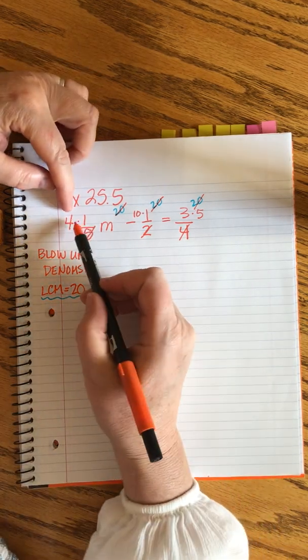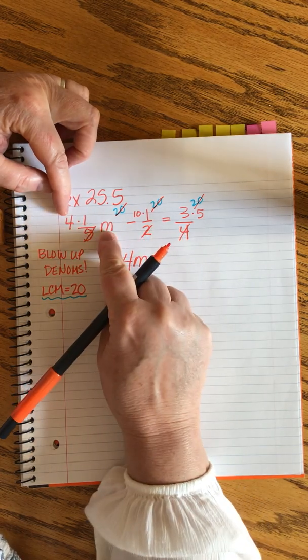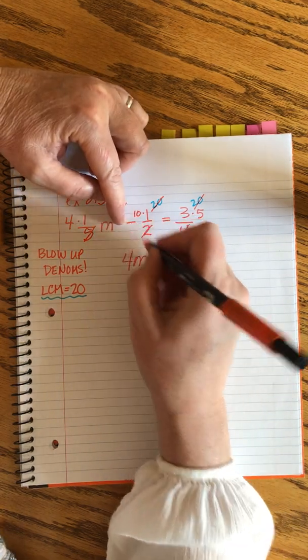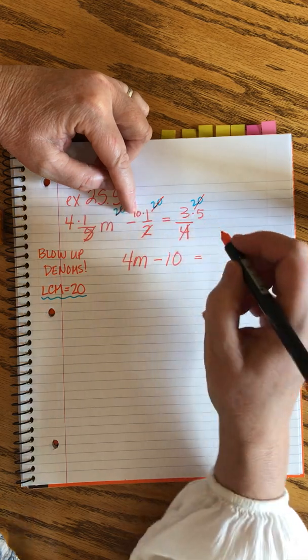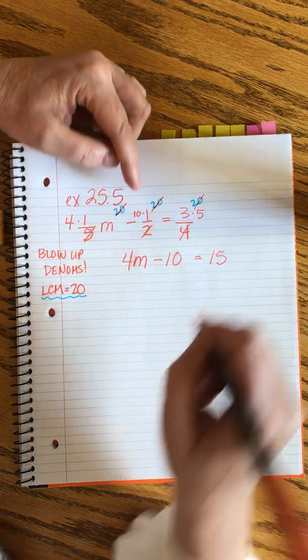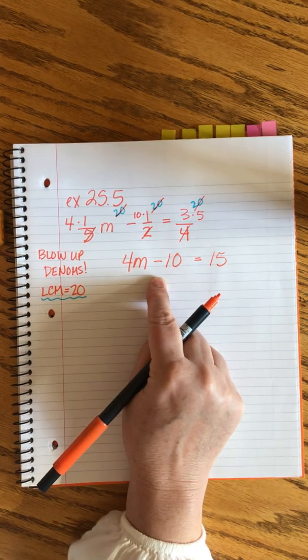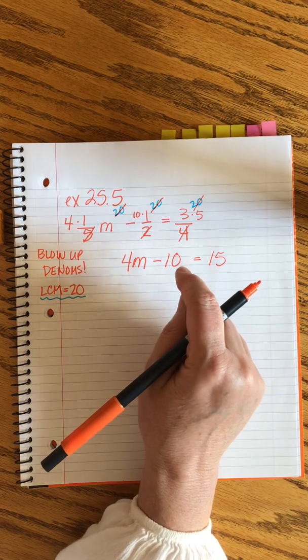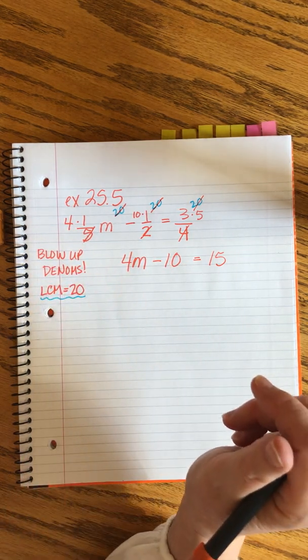So now look what we've got. 4 times 1 is 4m, right? The m's fine, it doesn't change. 10 times 1, there's this minus sign, minus 10 equals 3 times 5, 15. I would much rather deal with this than fractions and reciprocals and all that crazy stuff. Just blow up your denominators and be done with it, all right?